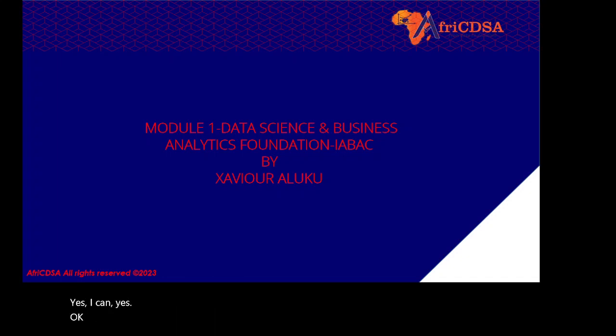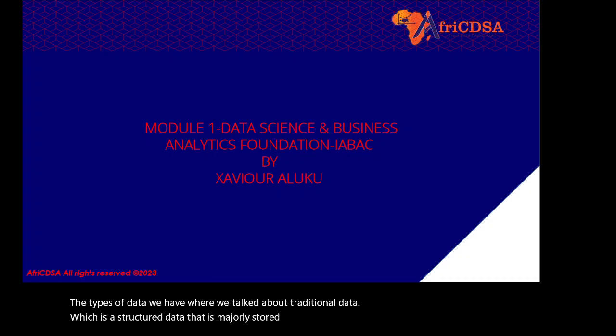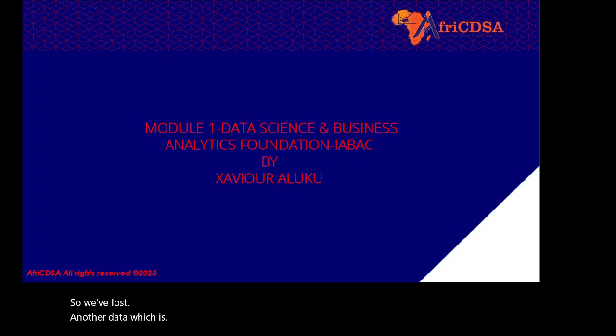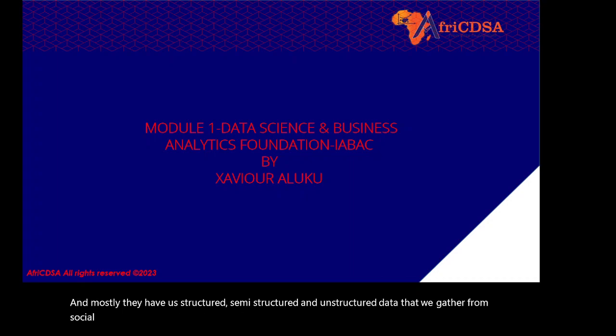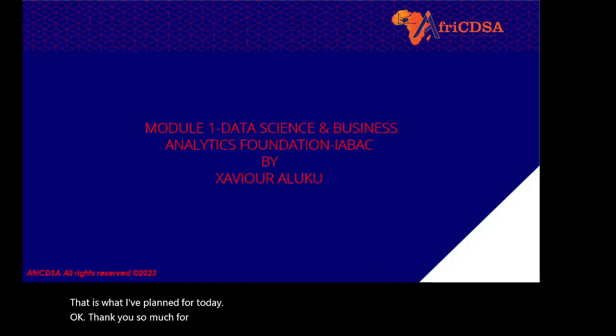From basically what I've learned from today's class is the types of data that we have, where we've talked about traditional data, which is structured data that is majorly stored in the computer system. Then also we've looked at the other data, which is large data, which we generate from several platforms, and mostly they come as structured, semi-structured, and unstructured data, especially data that we gather from social media. So that is what I've learned from today.